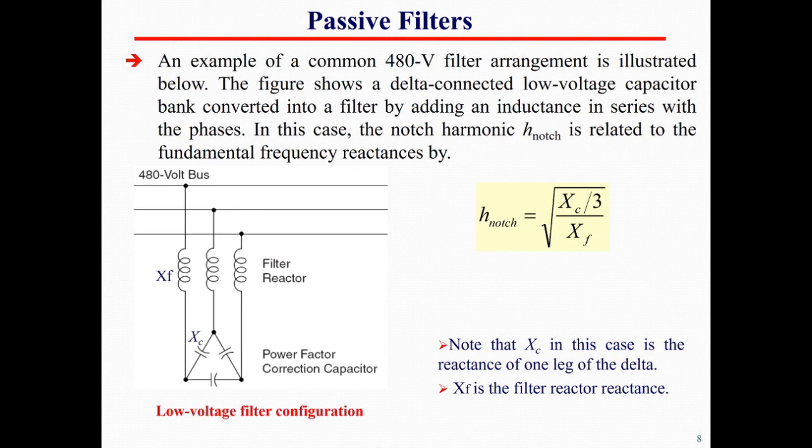And then of course we can calculate the harmonic order, or we call it h notch, from this equation, where XF will be the reactance of the reactor, and XC will be that one. And of course over here we have delta, we can convert it to Y. So as a result, the equivalent Y of the capacitor will be equal to XC for delta divided by 3.